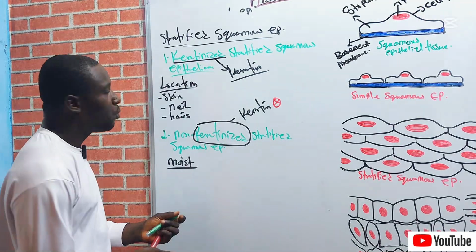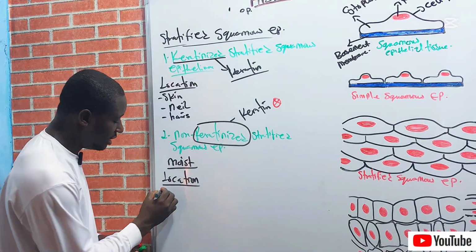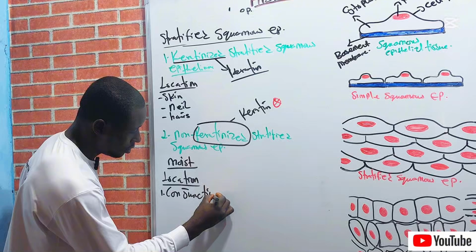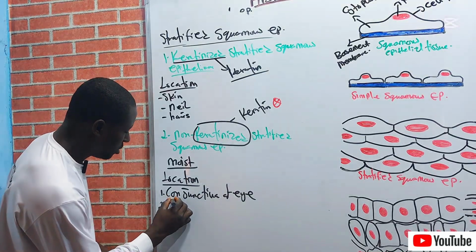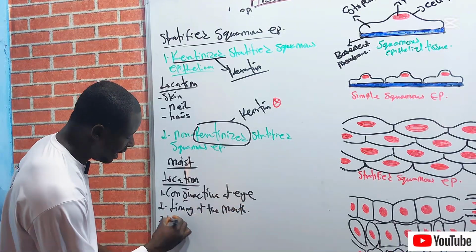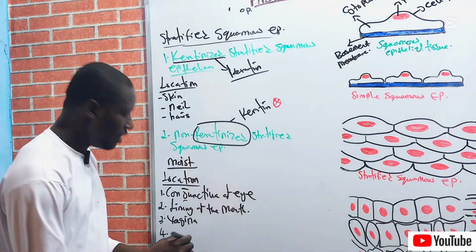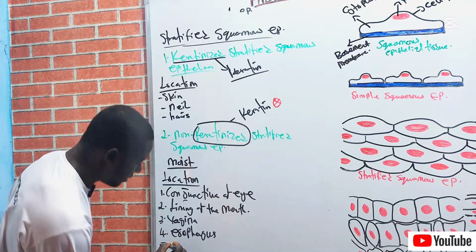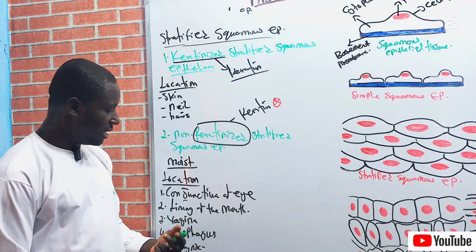Now, what are the tissue locations? Where are they being found? They are found in, number 1, the conjunctiva of the eye. Number 2, they are found in the lining of the mouth. They are found in the vagina. They are found in the esophagus. They are found in the pharynx. So these are their tissue locations.